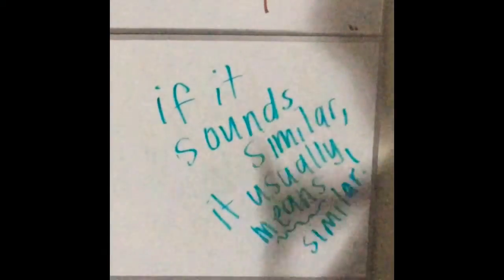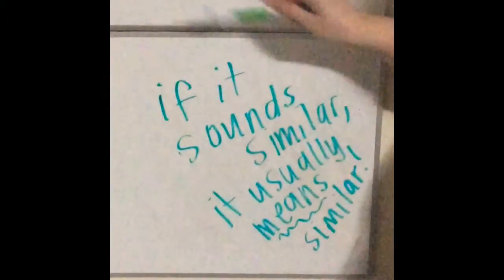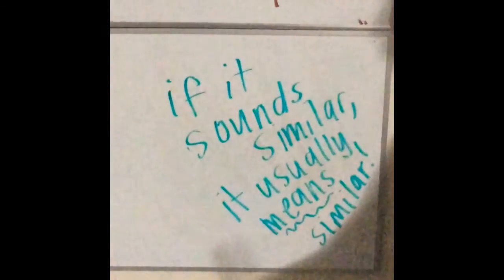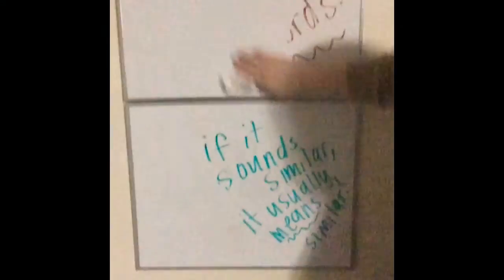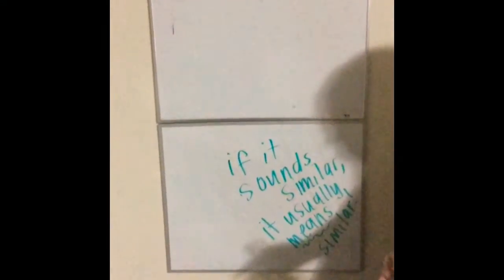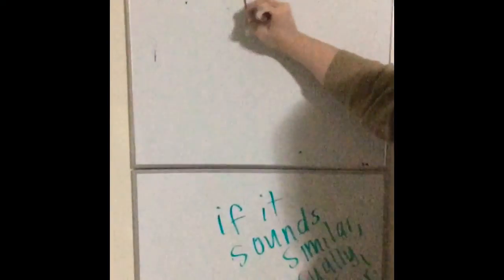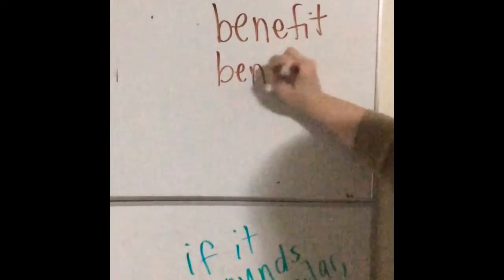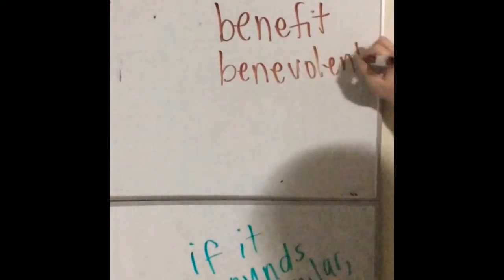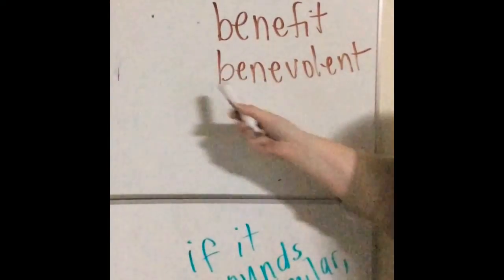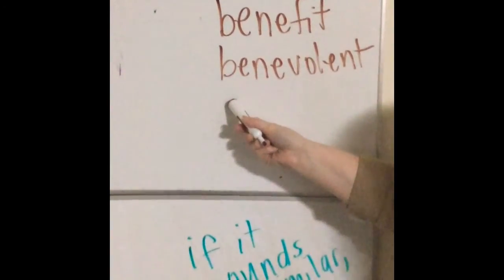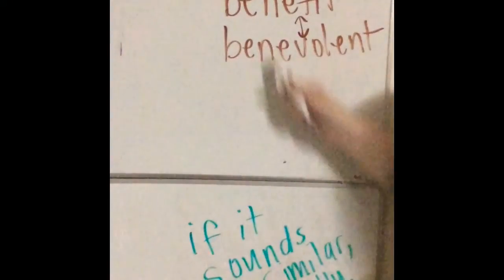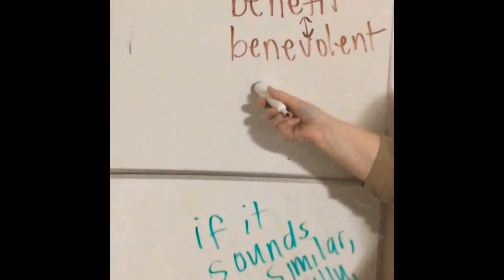What I mean by this phrase is that if you have two words that sound similar in your vocabulary, they probably have similar meanings. That goes for words like we just saw, benefit and benevolent. If you know the word benefit, but you don't know the word benevolent, these two words sound similar, and what that tells us is that they probably mean similar things.